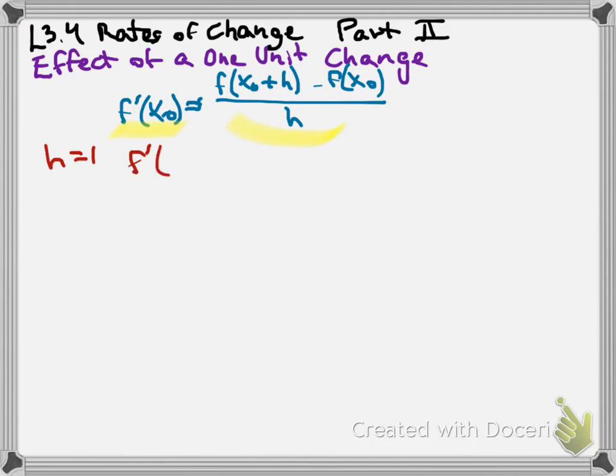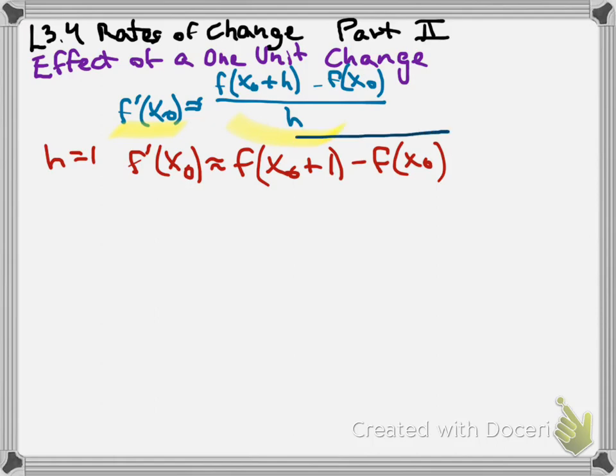f prime of x initial is approximately the same thing as f of x initial plus 1 minus f of x initial. Okay? This is called the approximation of a 1-unit change. So f prime of x initial is approximately equal to the change in f caused by a 1-unit change. So when we increase by 1, this is the equation that we have, and we're going to be using that equation for the problems in this part of the lesson.